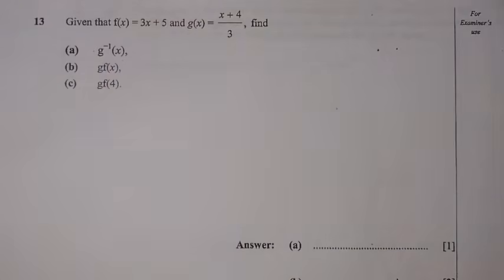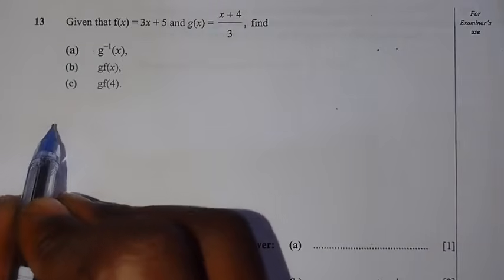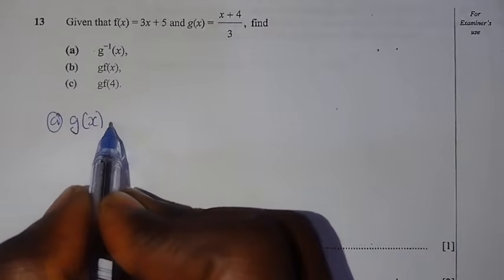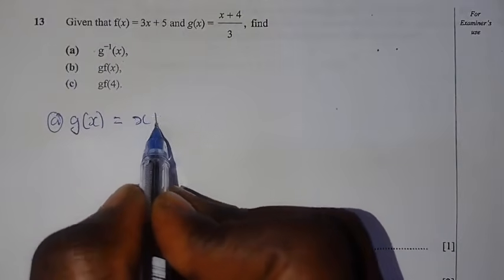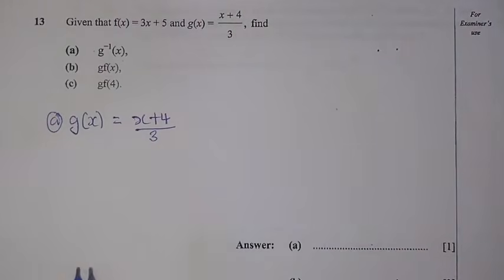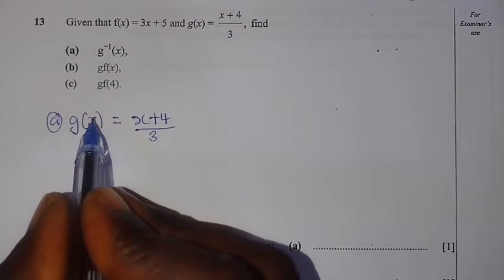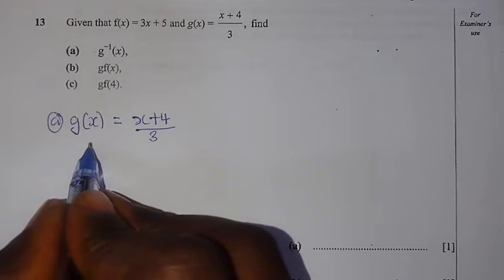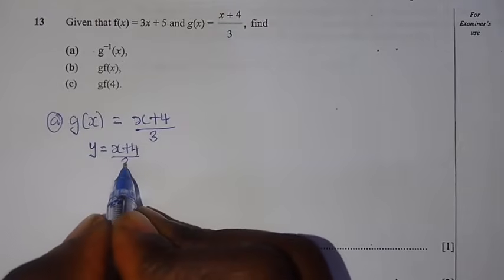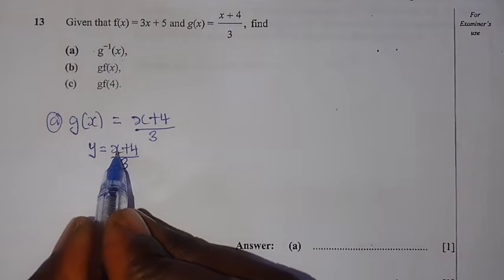So we need to find the g inverse of x, and to do this, we are going to write the function g(x), which is (x plus 4) over 3. After writing this, we introduce a variable that will replace g(x). So we introduce y equal to (x plus 4) over 3. Then from this stage, we are going to make x the subject of the formula.